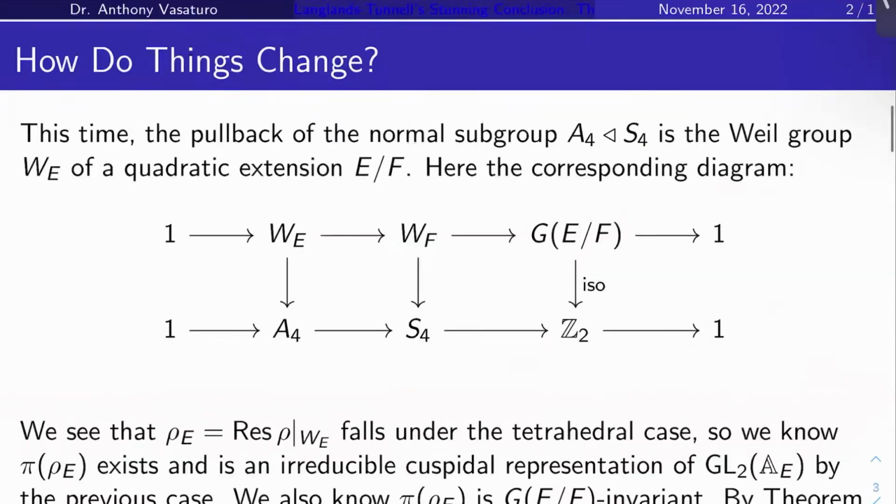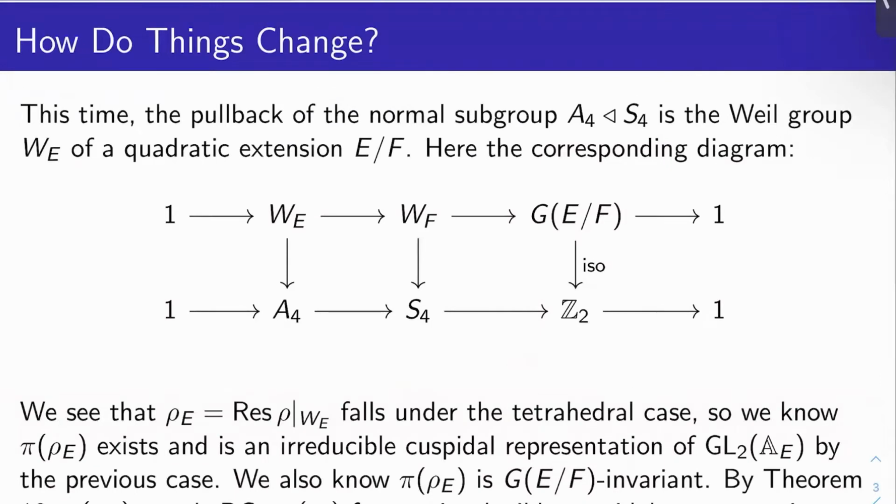Okay, so how do things change this time? Well, this time the pullback of the normal subgroup A4 in S4 is the Weil group, let's call it W sub E, of a quadratic extension E over F. So it's not a cubic extension this time. Here's how the diagram of groups and Weil groups and image groups changes. So we have an exact sequence on top, 1 to W_E to W_F to the Galois group of E over F to 1 as usual. But this time the Galois group of E over F is isomorphic to Z2, not Z3.